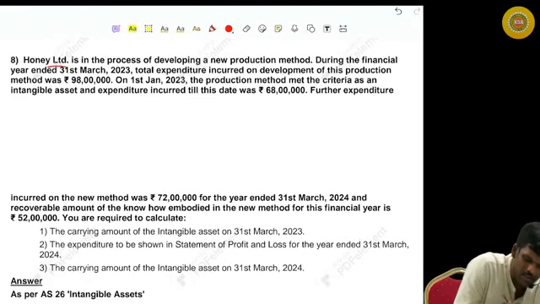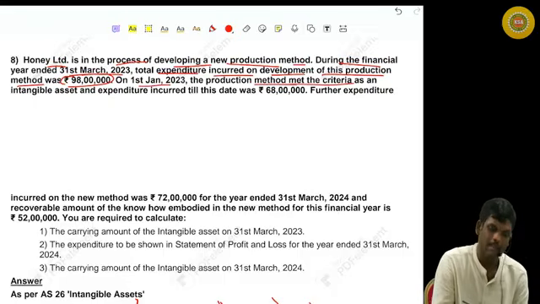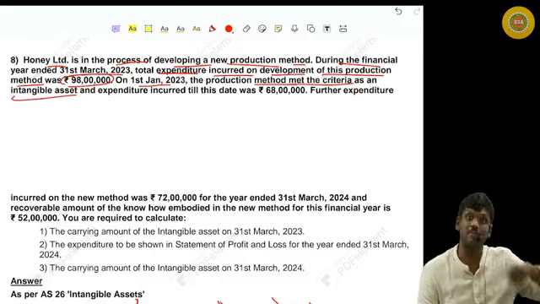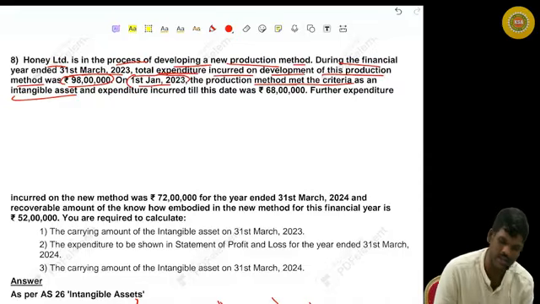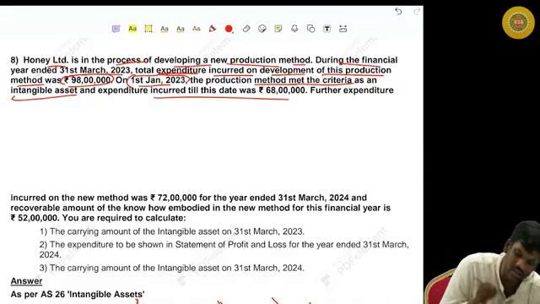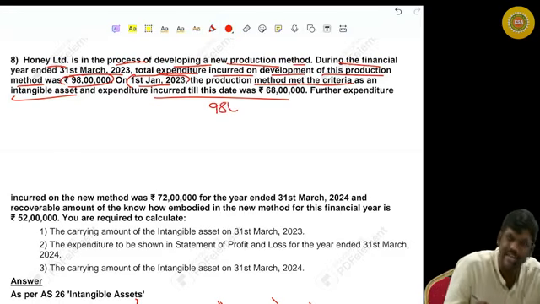Honey Limited is in the process of developing a new production method. During the financial year ended 31st March 2023, the total expenditure incurred on development of its production method was rupees 98 lakhs. Totally how much they spent? 98 lakhs. On 1st January 2023, the production method met the criteria as an intangible asset. On the development phase, the conditions were met only on 1st January 2023 and the expenditure till that date was 68 lakhs. You have spent 98 lakhs.